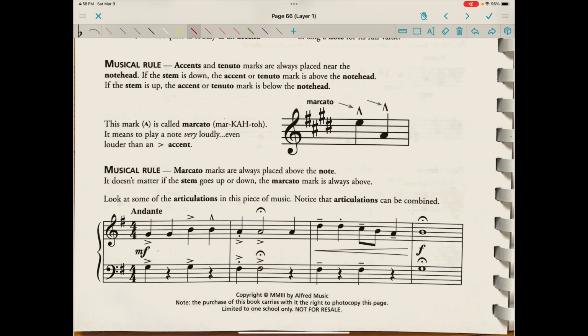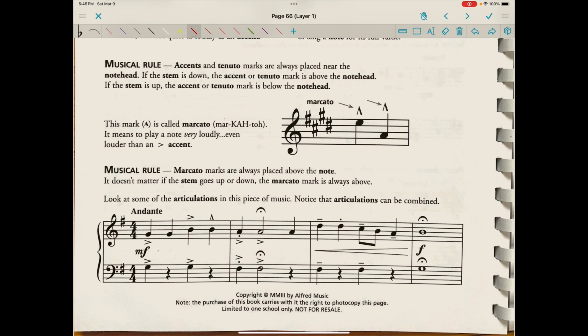Musical rule: marcato marks are always placed above the note. It doesn't matter if the stem goes up or down, the marcato mark is always above. I have actually also seen marcato marks sometimes below the staff, like that, near the note head, just like you would do with a staccato or an accent mark. I think there are a lot of gray areas, common practice versus what is theoretically correct.